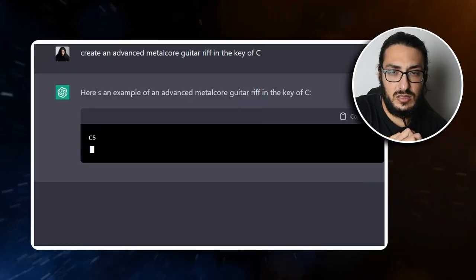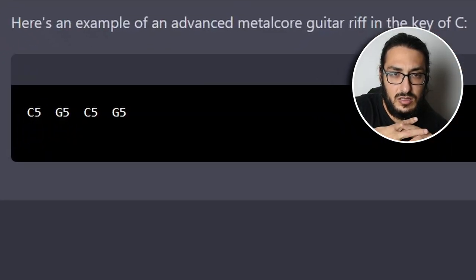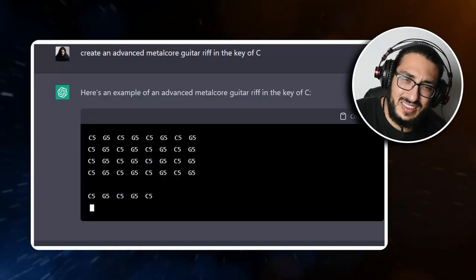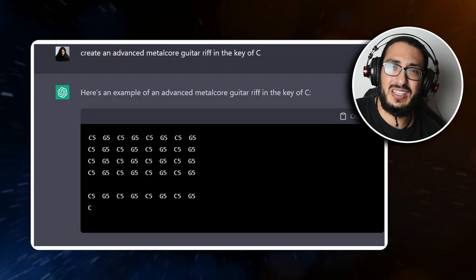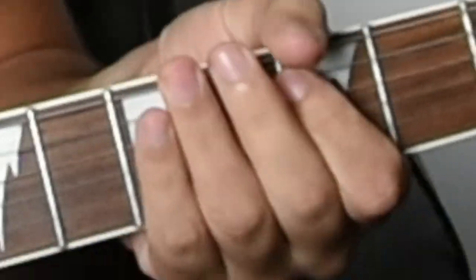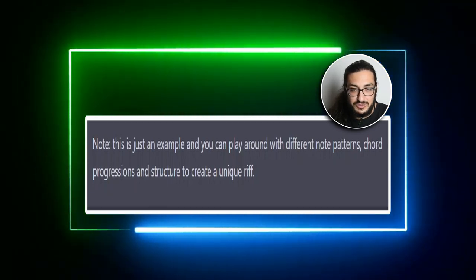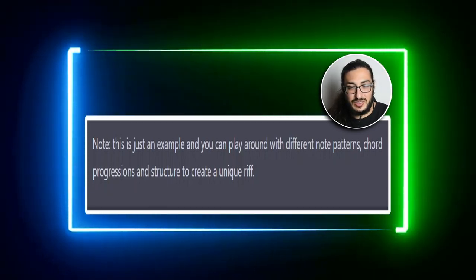What is going on? Create an advanced... Is it for real now? In the end, AI is not that AI. I mean, that's smart. This is just an example, and you can play around with different note patterns, chord progressions, and structure to create a unique riff. So you just have to find a unique riff from this.